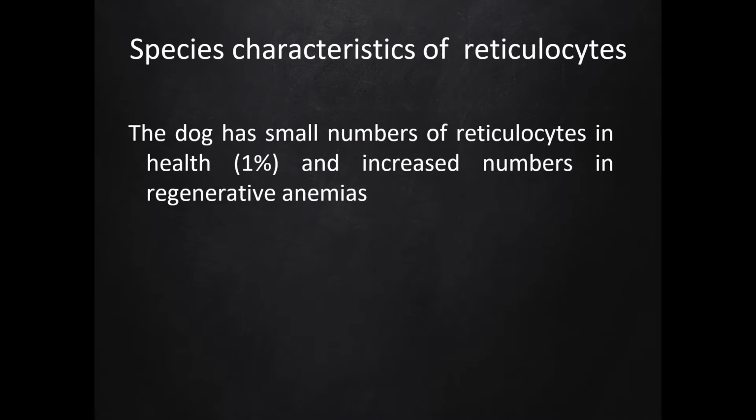The dog has a small number of reticulocytes in healthy dogs, about 1%, and you will see a large or numerous amount of reticulocytes when the dog is in a state of regenerative anemia. And usually the dog reticulocyte count was reported to mimic the bovine pattern.